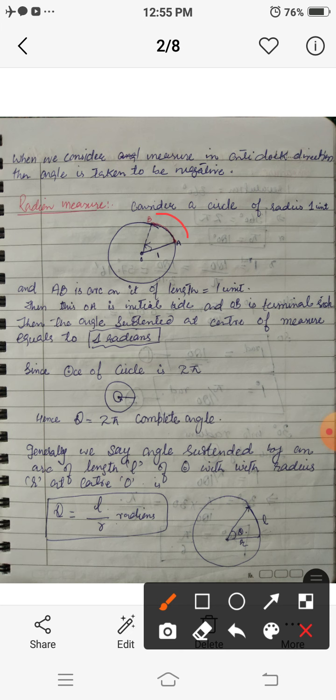The end points of this arc are A and B. Now if we consider these end points as the initial point and the terminal point of the angle formed at the center of this circle, this angle is said to have measure equal to 1 radian. So what is 1 radian? 1 radian is simply the angle subtended by an arc of length 1 at the center of the circle whose radius is equal to 1 unit.